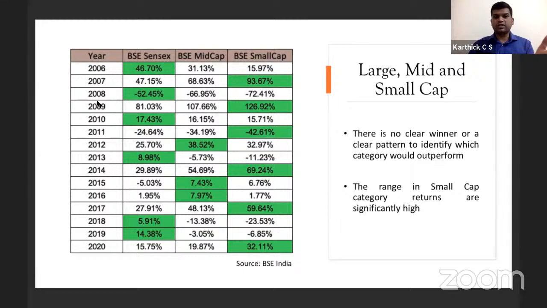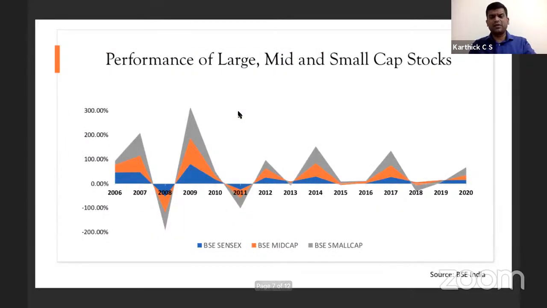Okay, so look at some years like 2008, when large cap indices fell by 52%, whereas small cap and mid cap fell by almost 66 and 72%. But next year, look at the recovery. Large cap gave you 81%, whereas mid and small cap gave you 100% plus kind of returns. You'll always see these kinds of anomalies or differences between large, mid, and small.